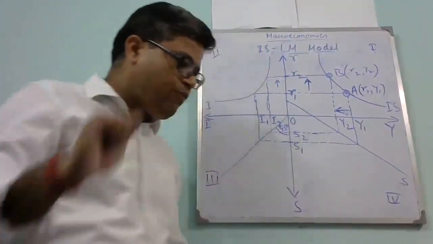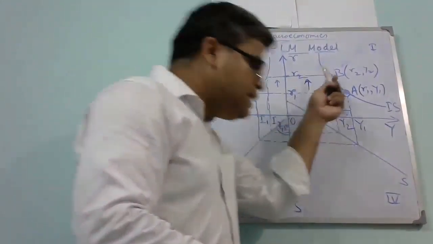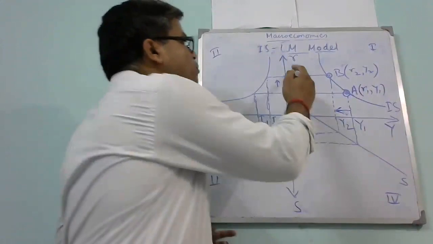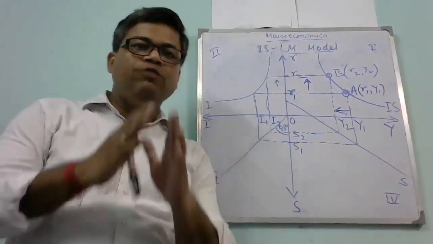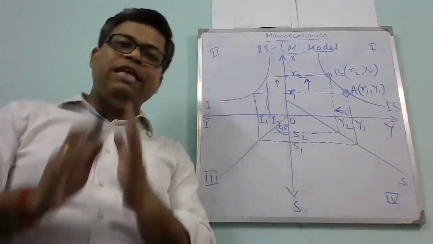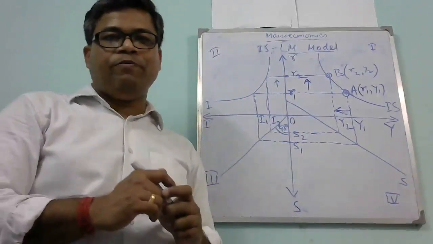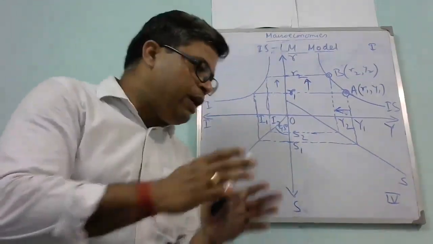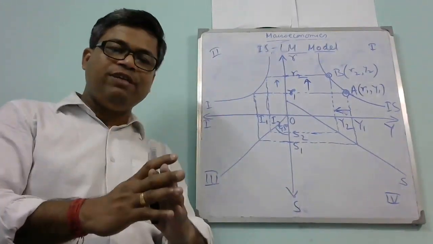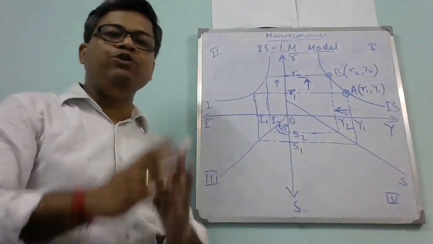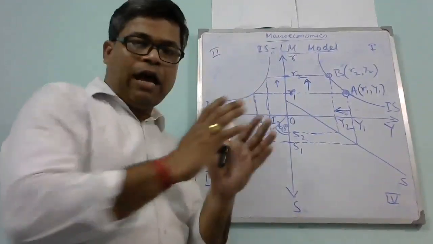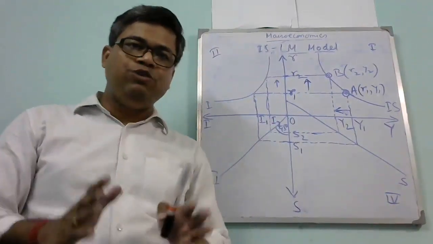So what will be the definition of the IS curve? The IS curve is a locus of different combinations of rate of interest and national income, you can see R1, R2, which gives product market equilibrium. I repeat once again, the IS curve is a locus of different combinations of rate of interest and the national income, which gives product market equilibrium. I hope that this concept is clear to you.